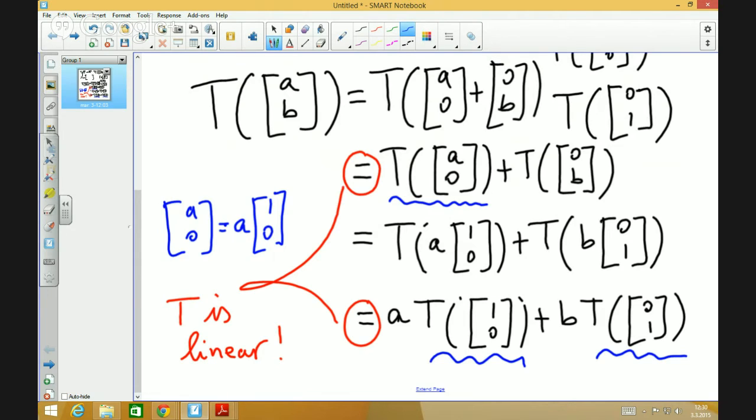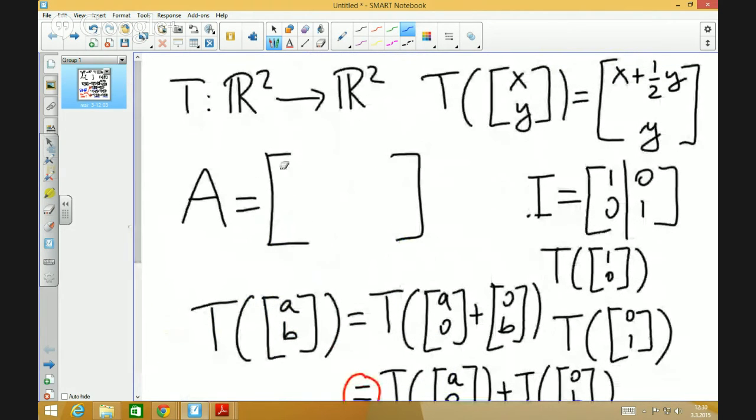So in order to figure out what this function, if it were induced by a matrix, does, you just have to put here T of (1, 0) and T of (0, 1). Okay, so what is T of (1, 0)? X is equal to 1, y is equal to 0, so it's (1, 0). And what is T of (0, 1)? It's (1/2, 1). Okay, so if T were linear, this matrix must be the matrix that induces it.